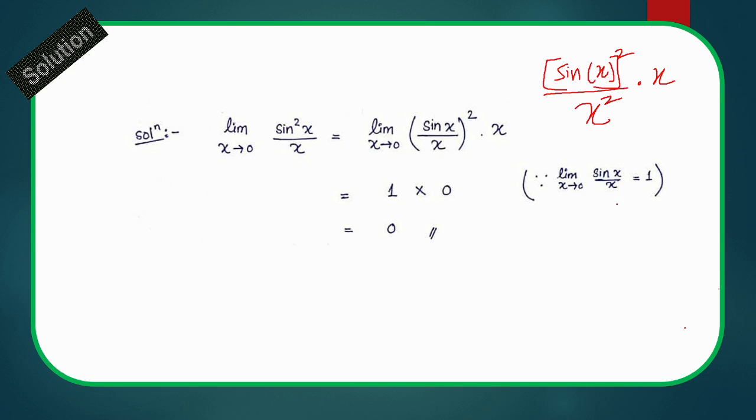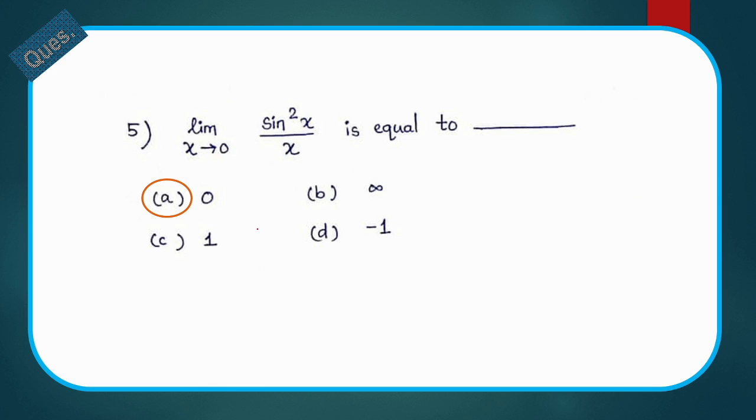So you can apply the standard result here. Limit x tends to 0, sin x by x equal to 1. So it will be 1 square, which is 1, into 0 equal to 0. So the final answer will be 0. So the answer is A option.